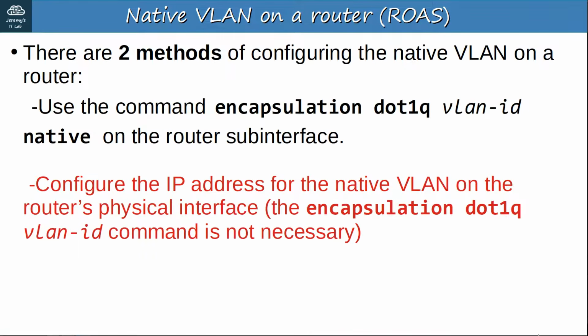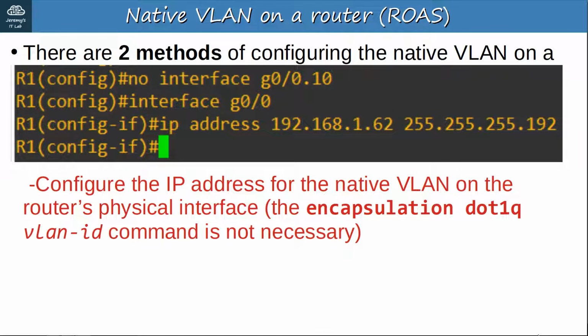Now let's take a look at the second method of configuring the native VLAN on a router, which is simply configuring the IP address on the router's physical interface. No need for a subinterface or the encapsulation dot1q command. Here is how to configure it. First, I used no interface g0/0.10. This deletes the subinterface. Then I entered interface configuration mode for g0/0 and simply configured the appropriate IP address on the interface.